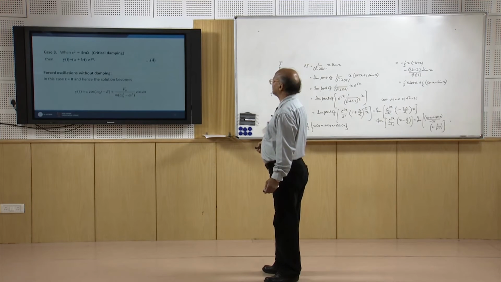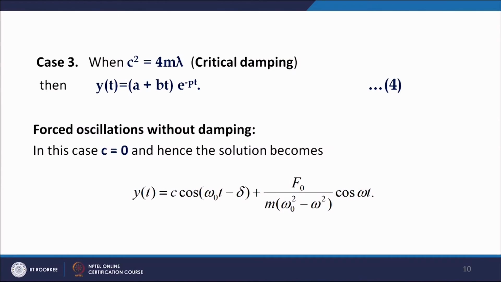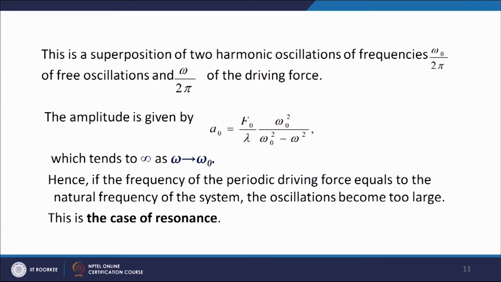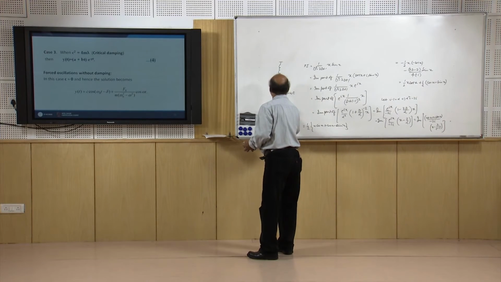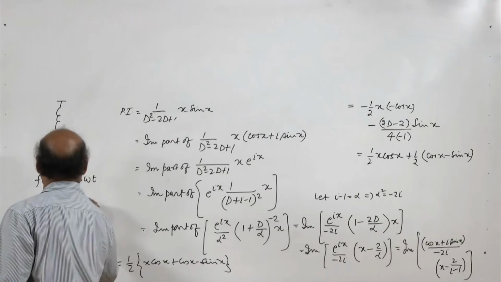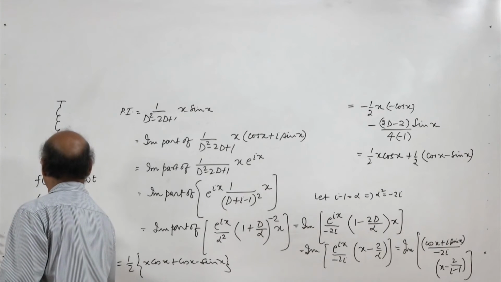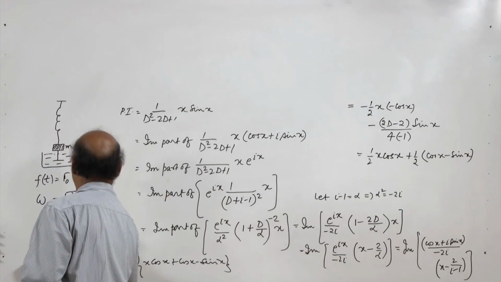Here the frequency is ω₀/2π, here the frequency is ω/2π, which comes from the driving force. The amplitude is given by a₀, the amplitude is given by this one, f₀/m times (ω₀² − ω²). Since λ/m equals ω₀², we have taken ω₀ equal to the square root of λ/m, or ω₀² equals λ/m.